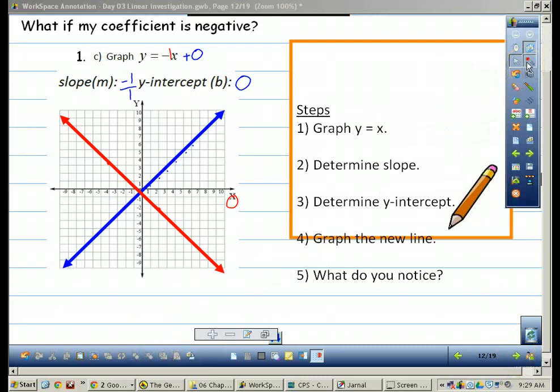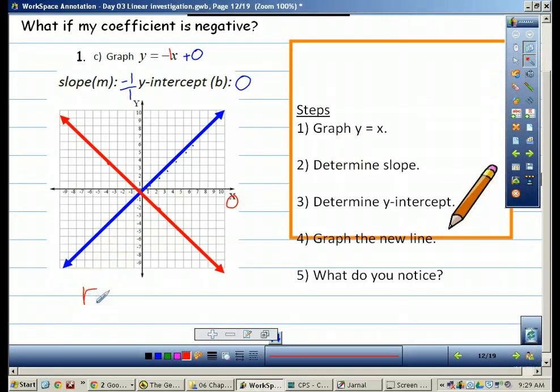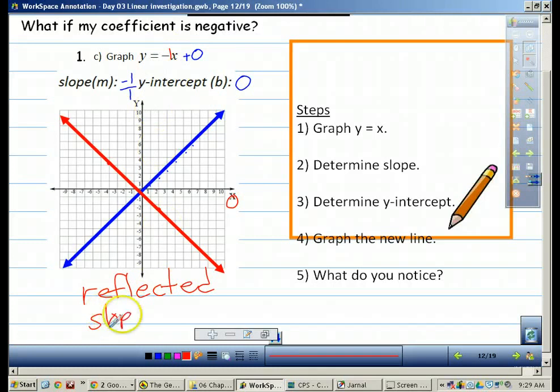So big buzzword, reflected. And that's when the slope is negative. When the slope is negative, it's reflected.